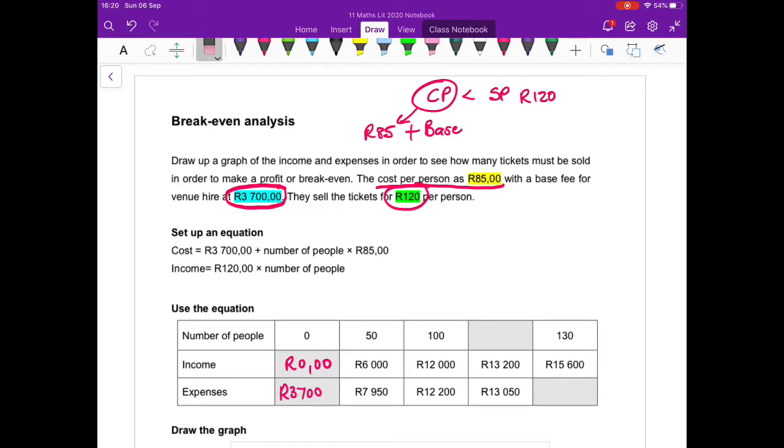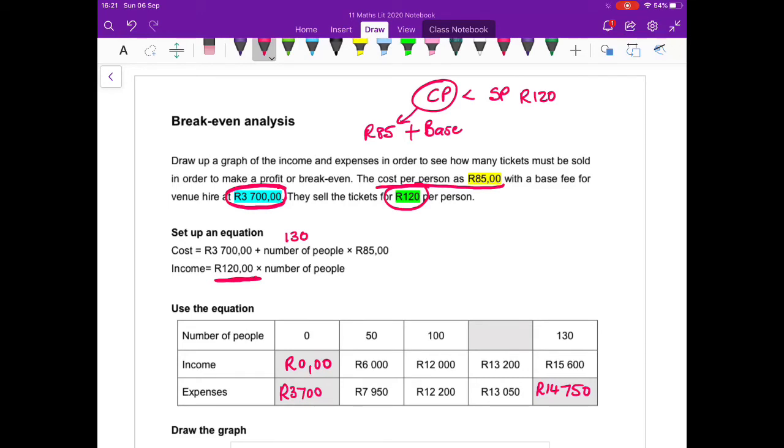That is your expenses. So how did we get to 130? Well, you are going to say 3,700, and you're going to multiply 130 people by 85 Rand, and your expenses would be 14,750 Rand. So that's what it would cost to cater for 130 people. The income, you're purely going to get an income of 120 Rand per person.